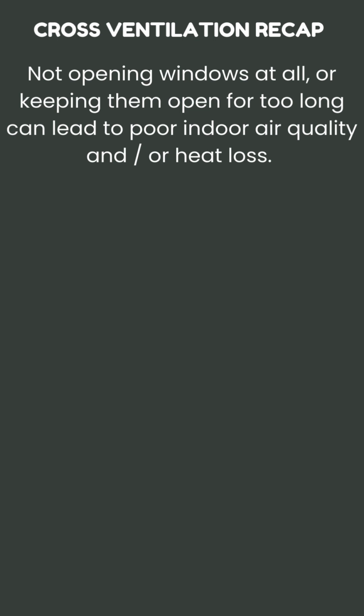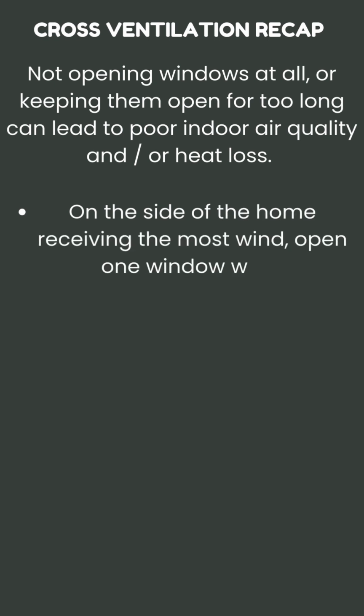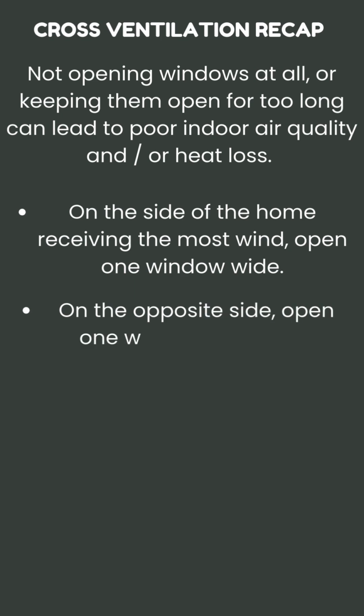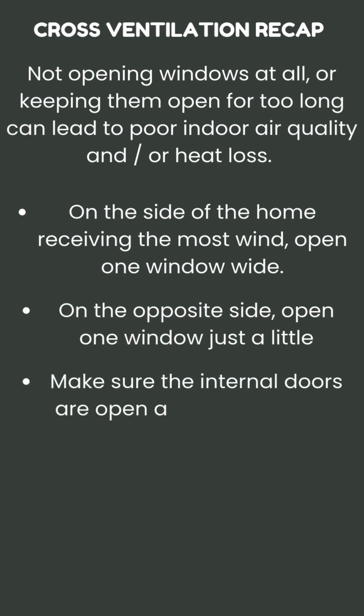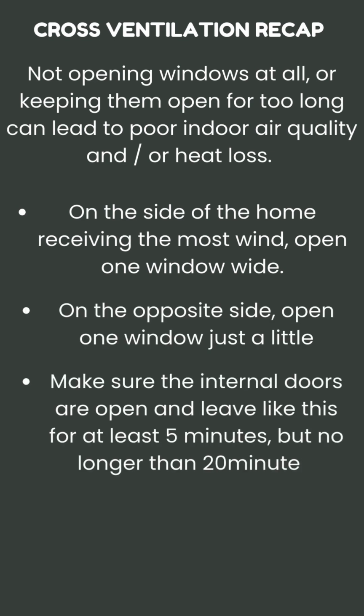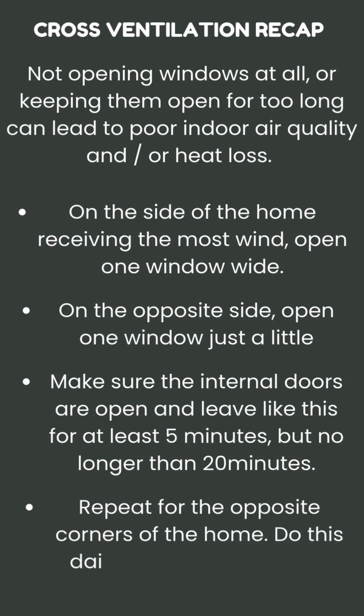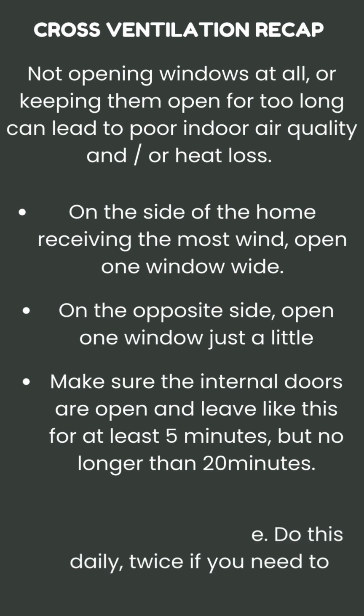So here's your recap. Not opening windows at all or keeping them open for too long can lead to poor indoor air quality and or heat loss. Firstly, on the side of the home receiving the most wind, open the window wide. On the opposite side of the home, open one window just a little. Make sure internal doors are open and leave like this for at least 5 minutes, but no longer than 20 minutes. Repeat this for the opposite corners of the home and do this daily, ideally first thing in the morning, but twice if you need to.